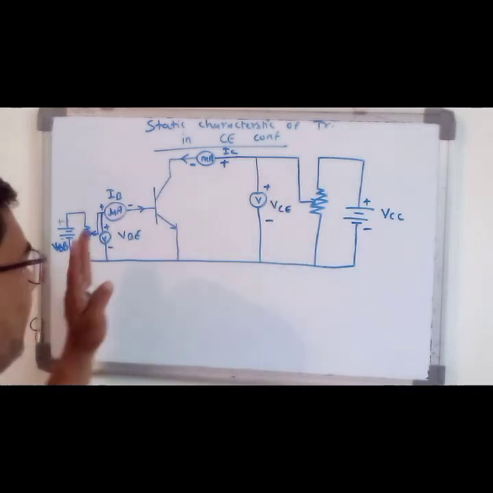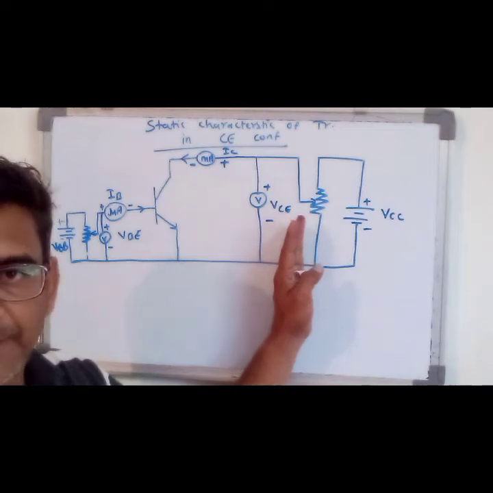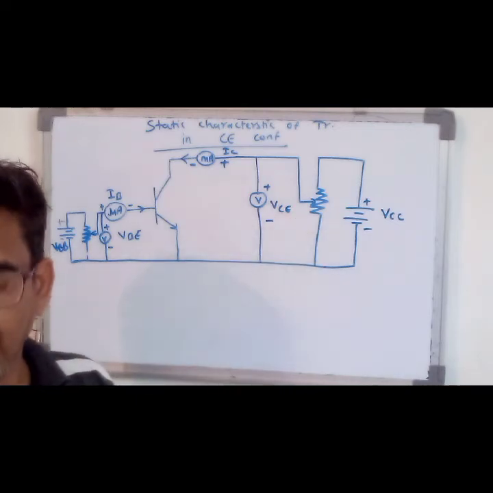If it is constant, then here we have to vary. Okay, then only we are getting the characteristics.